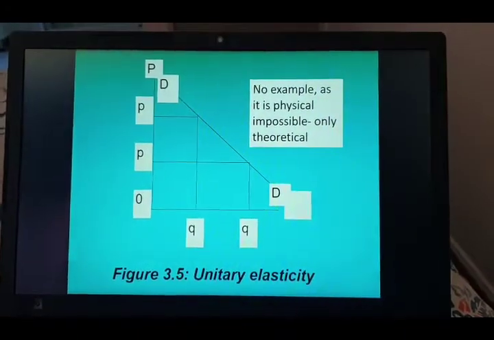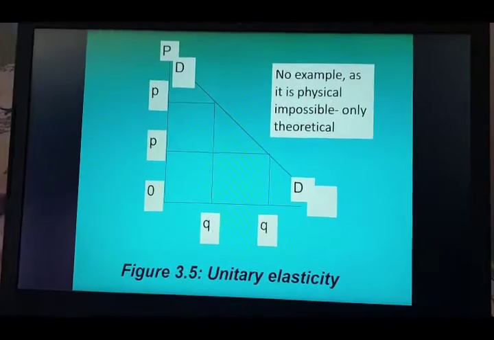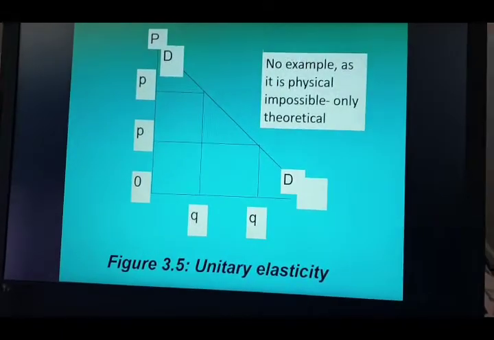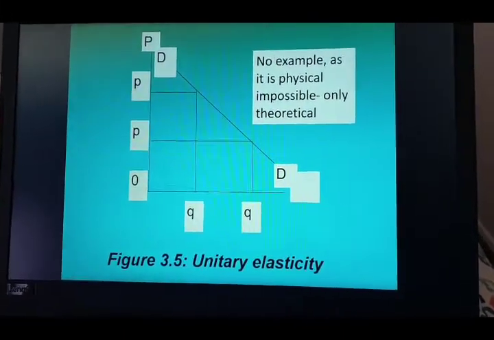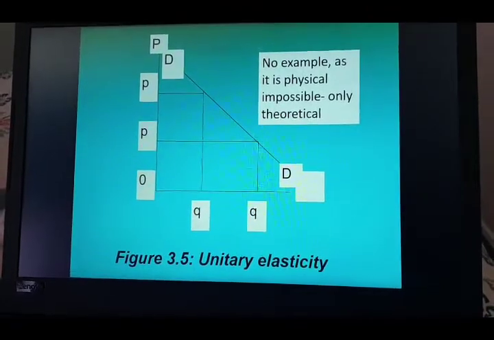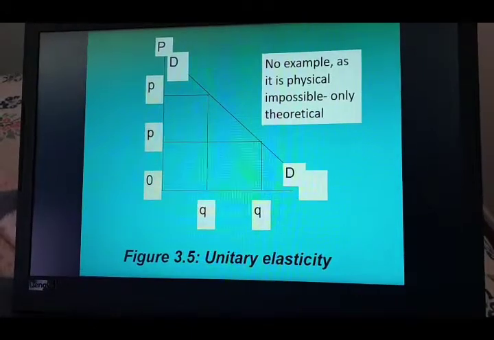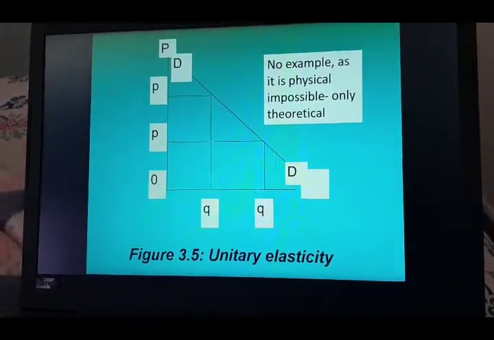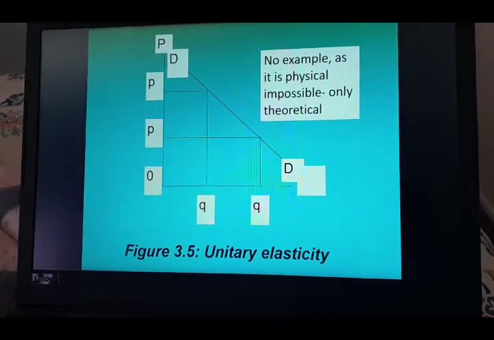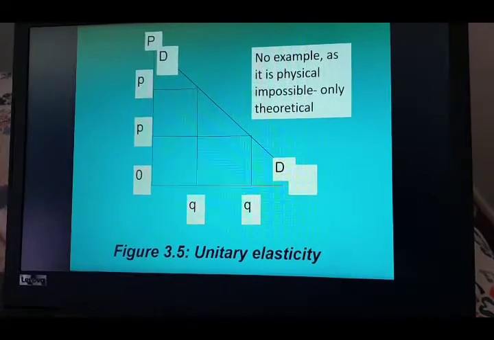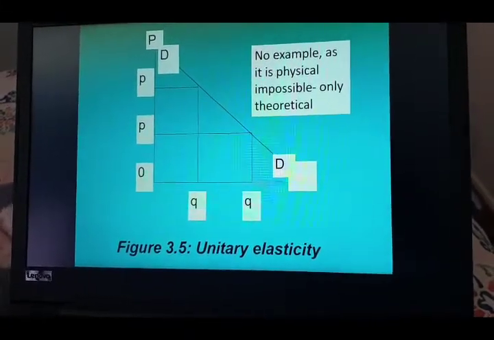No example, as it is physically impossible. It's only a theoretical idea, basically. Because it's impossible that my price increased by 15% and my demand will also, exactly on the dot, increase by 15%. All right, that's why they say it's only a theoretical concept. Practically it's not possible to do that.